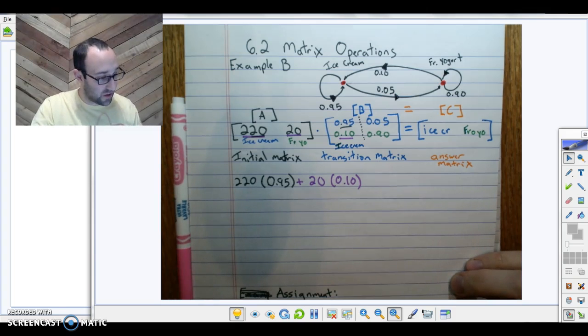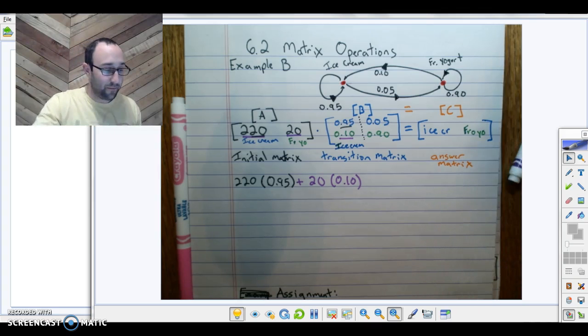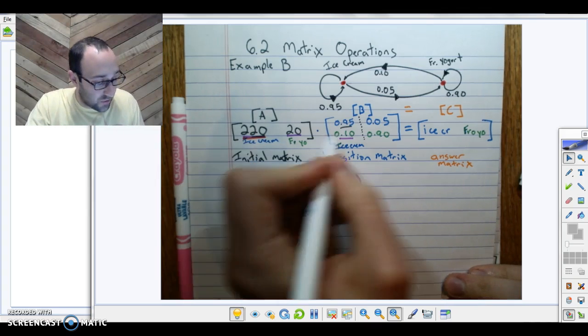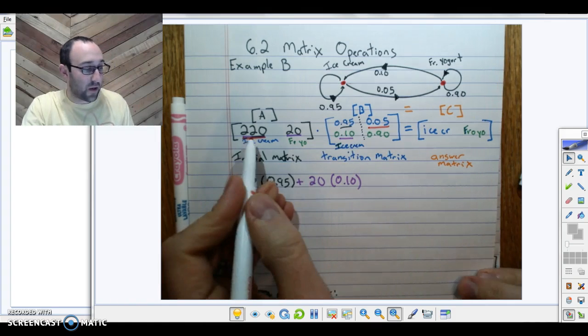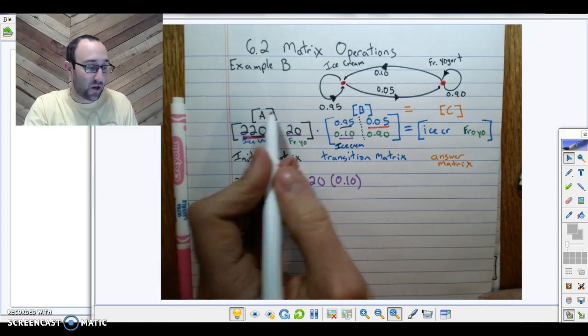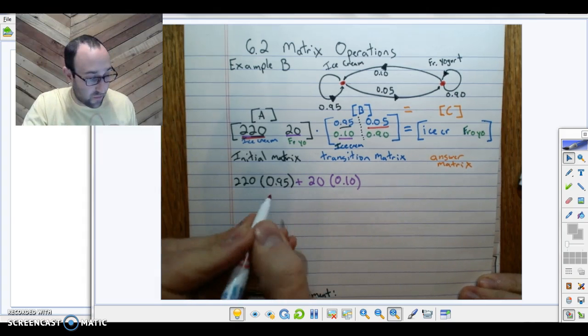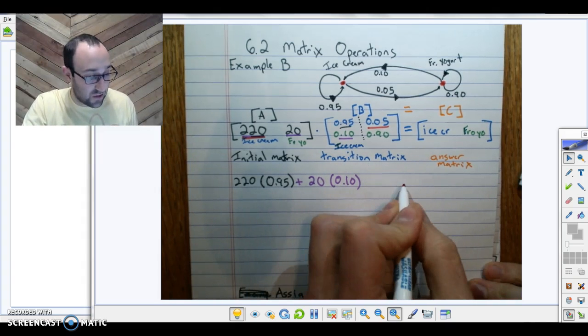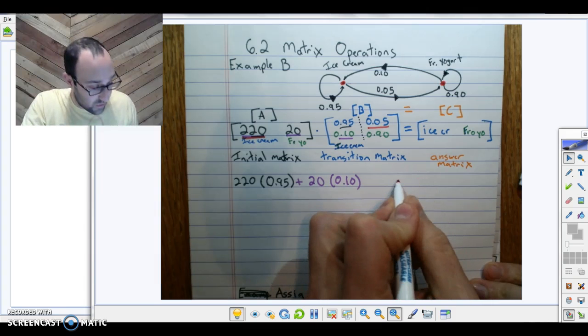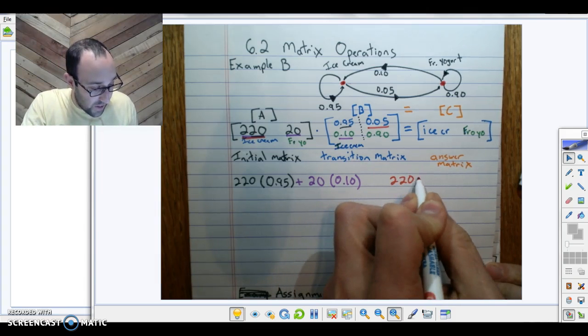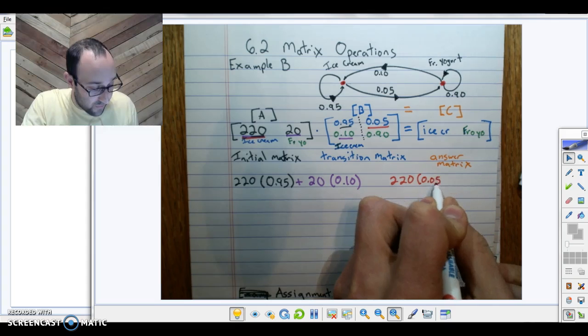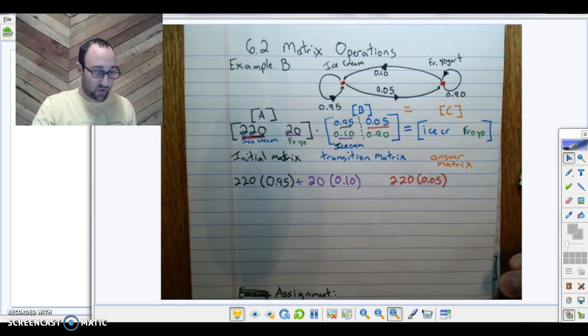Now we're going to do the same thing again. Let's use a different color. Let's use red this time. Now we're going to use the 220. We're going to multiply by 0.05, because that's how many of the 220 ice cream eaters at first are switching over to frozen yogurt. So this part here is the first part of my matrix, so I'm not going to add or subtract anything. This is now going to be for the frozen yogurt. It's going to be 220 times 0.05. That's how many are switching from ice cream to frozen yogurt.